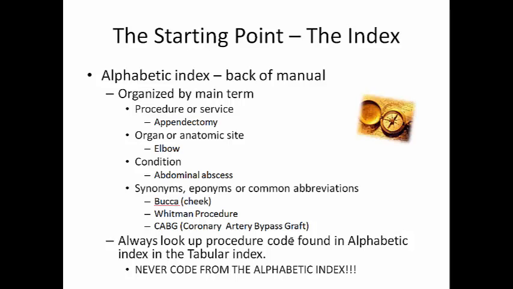The alphabetic index is not a substitute for the main text of the CPT manual. Always look up procedure codes that are found in the alphabetic index in the tabular index. Even if only one code appears in the alphabetic index when you're looking up your main term, the coder must refer to the tabular index to ensure correct code selection is accurate. Never, ever, ever do we code from the alphabetic index, just the same as with ICD-9 diagnoses.